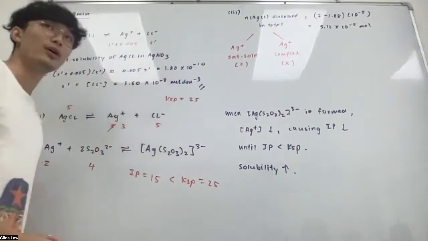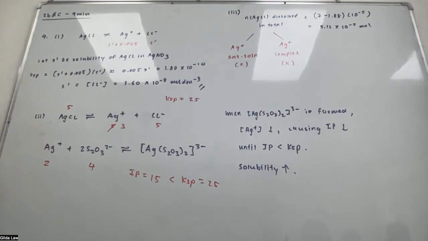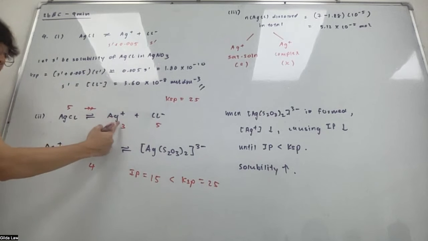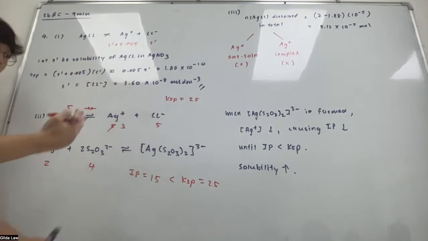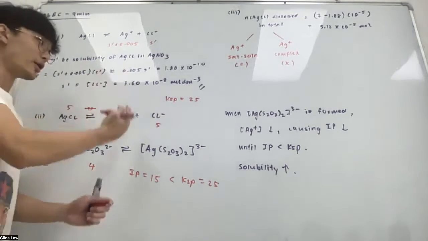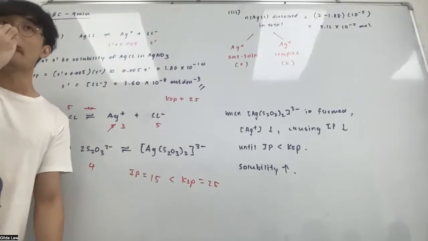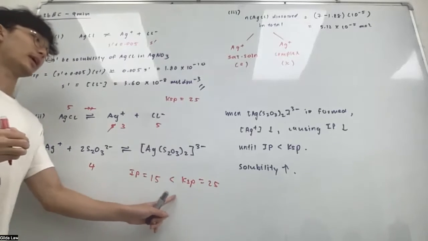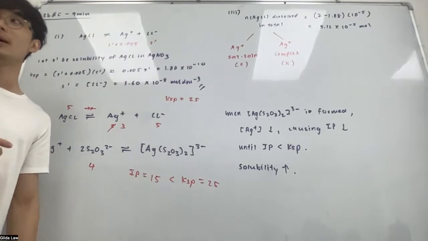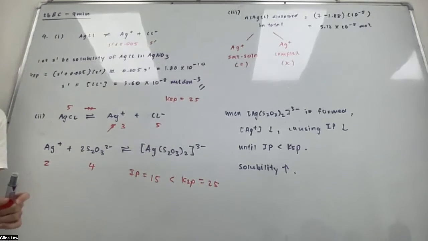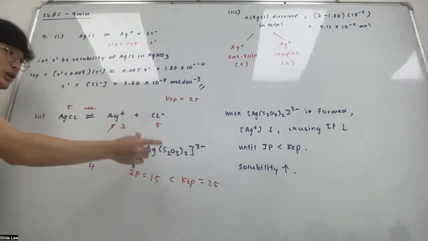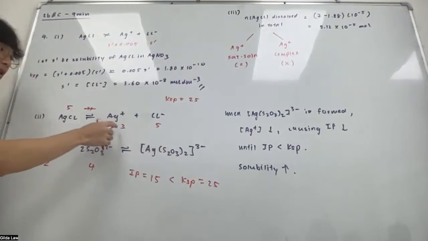So what will happen now when IP is less than KSP? It has to dissolve more. The POE must be forced to the right, such that the Ag+ ions will increase back up to what? The ions must increase back to the KSP of 25. Basically, your IP must reach KSP of 25 again by dissociating more ions. So you want to increase the ions again such that you get a product of 25. So this one must increase to what?